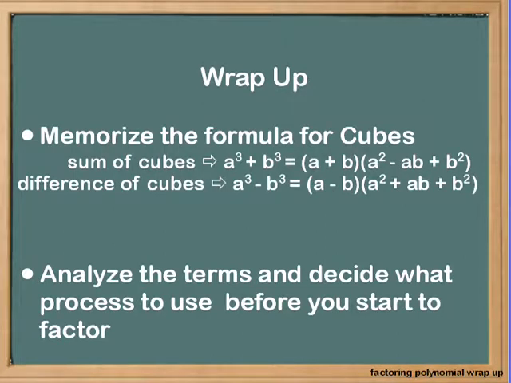So in our wrap-up, it's very clear that we need to memorize this formula for sum and difference of cubes. There is no other way to get around it. And an important key fact here is that the plus sign starts in the first quantity, means that the middle term of the second quantity will be the opposite, so that you get terms to cancel out. And the reverse is true for the difference of cubes. And finally, we learned how to analyze the terms and decide what process to use before you even start to factor. And that takes care of 6.4 day 2.